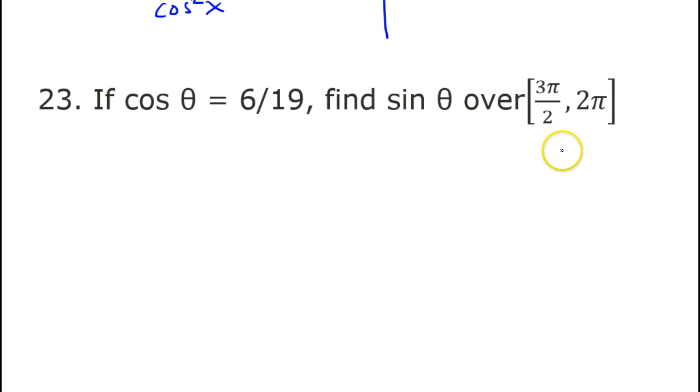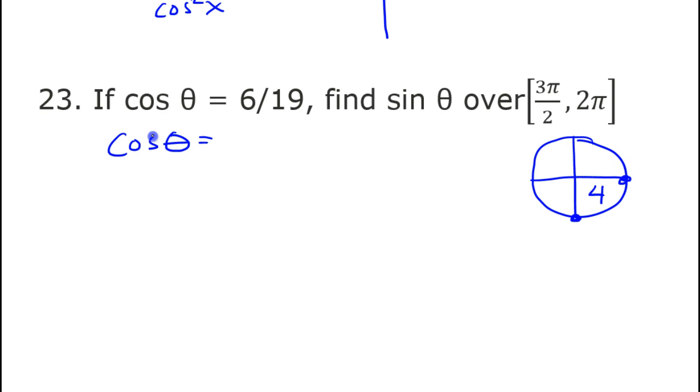I think this is the last one. So, the quadrant, my friends. Let's figure out the quadrant that they're discussing. We're between 3 pi over 2 and 2 pi, so we are talking about quadrant 4. We know that cosine theta is equal to x over r, and that is equal to 6 over 19. So that tells me that x is 6 and r is 19. So let's draw our picture in the fourth quadrant.